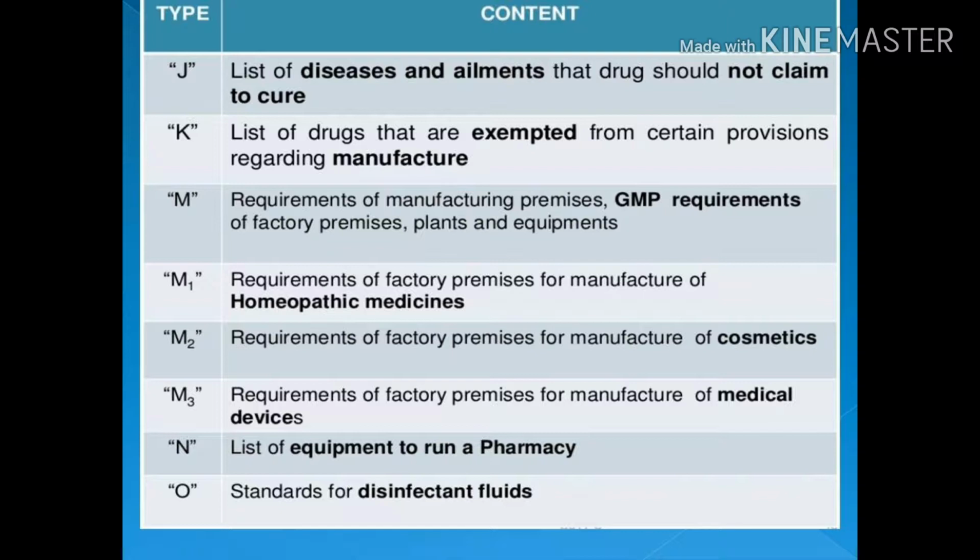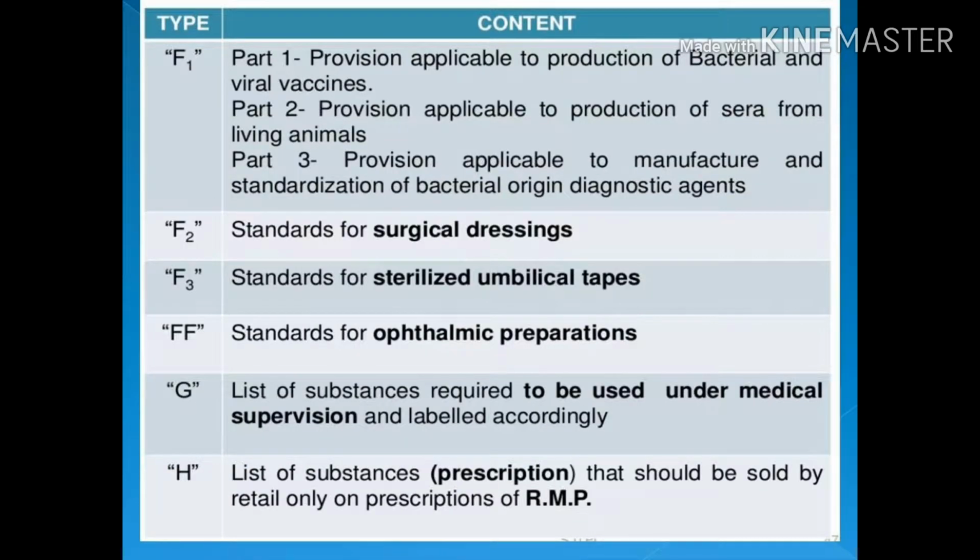Schedule M contains the requirements of manufacturing premises, GMP requirements of factory premises, plants and equipment. Schedule M1, M2 and M3 consist of the requirements of factory premises for manufacture of homeopathic medicine, cosmetics, and medical devices respectively. Schedule N consists of the list of equipment to run a pharmacy and Schedule O consists of the standards for disinfectant fluids. F is further classified into 3 categories, that is F1, F2 and F3 or FF.